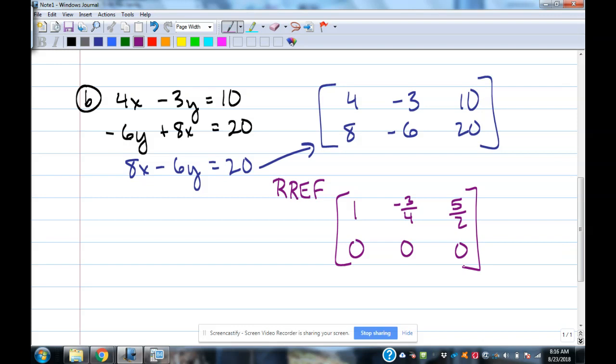Again, look at that bottom row. 0 x's, 0 y's equals 0. Does 0 always equal 0? Yes. So this would be an example of one that is what? Infinitely many solutions.